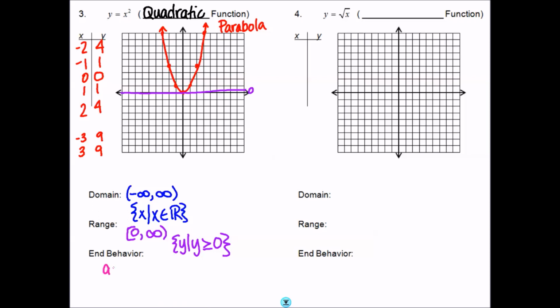And then end behavior. If you look carefully, both the left side and the right side of the graph are pointing up. So both of these are approaching positive infinity.